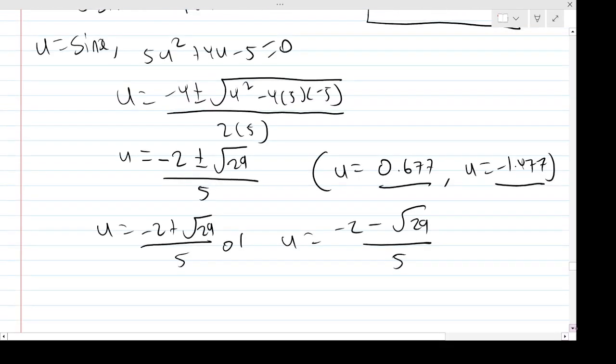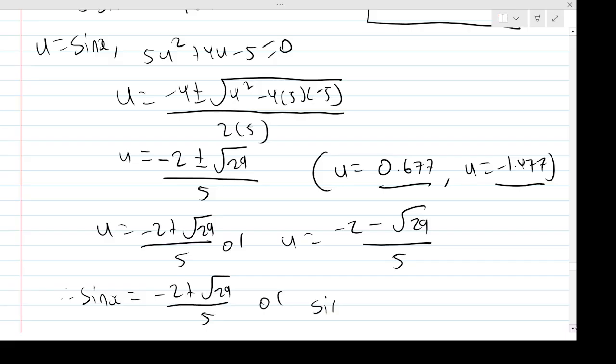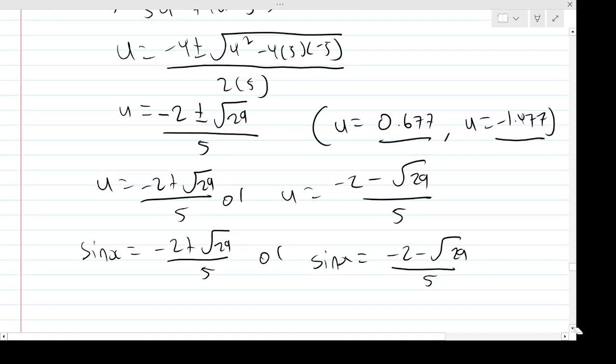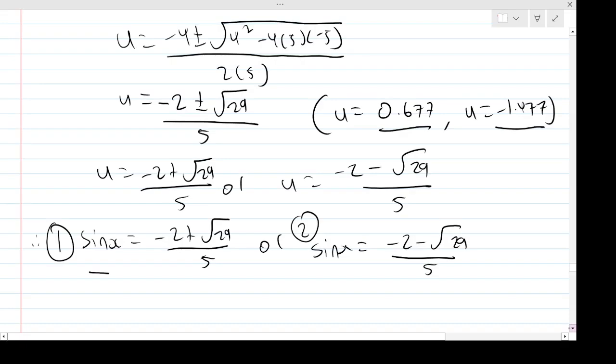But again, we don't want u, we want sine x. So we need to bring that in. So that means therefore that sine x is minus 2 plus root 29 over 5, or sine x is minus 2 minus root 29 over 5. And so therefore we've got two equations, right? So this will be equation 1 and this will be equation 2. Okay, so we can proceed with solving the first equation.